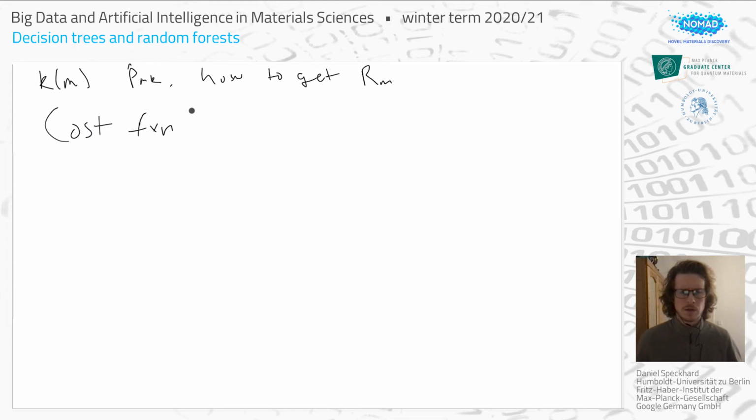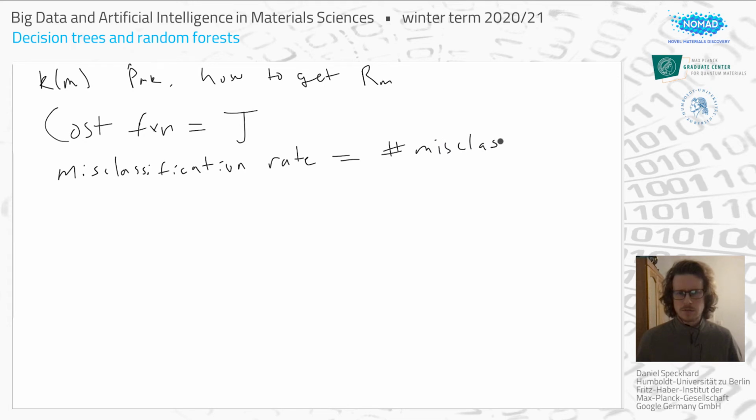Normally we call this J. Some other variables are used, maybe big cursive L. The first cost function we'll look at is called the misclassification error, or misclassification rate. It is quite simply the number of misclassified results over the total number of classified data.